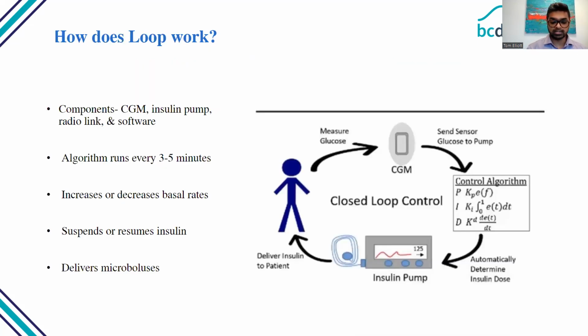Let's look at how Loop works. Fundamentally, an APS user requires 3 components: a CGM, a smartphone on which the APS app is installed, and a compatible insulin pump, most commonly the Omnipod Eros and Dash. Once connected, the software runs an algorithm every 3 to 5 minutes, and depending on the fluctuations in the user's sugar, it increases or decreases basal rates, suspends or resumes insulin delivery, and gives microboluses of insulin.